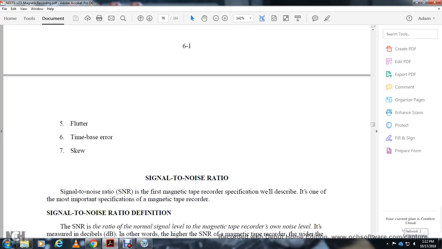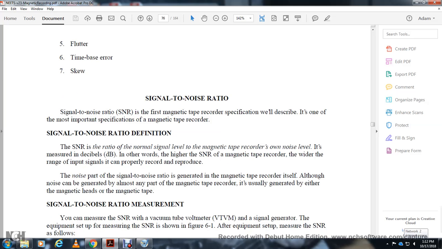Signal noise ratio. The first magnetic tape recorder specification we will describe is one of the most important specifications of the magnetic tape recorder. The definition: signal noise ratio is the ratio of the normal signal of the magnetic tape recorder to its own noise level, measured in decibels. The higher the signal noise ratio, the more properly a signal at the input is recorded and reproduced without noise. Almost all the noise generated in the recorder comes from the magnetic heads and the magnetic tape.